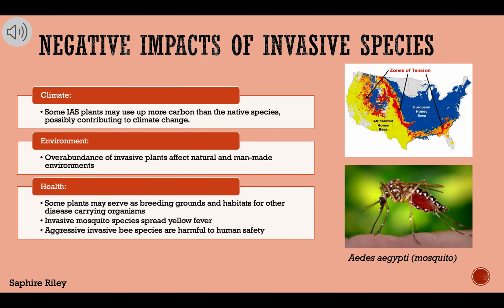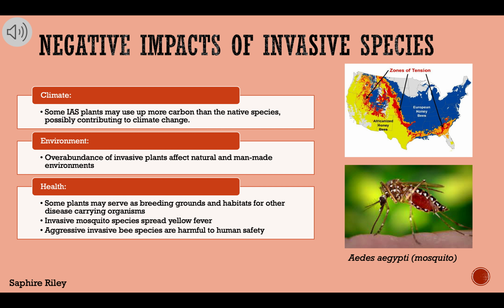Invasive species are known to also have a negative impact in many areas. Some invasive plants may have been found to actually use up more carbon than the native species they've displaced, possibly contributing to global warming. An overabundance of invasive plants may overtake urban areas, causing damage to buildings and crowding rivers, leading to higher flood levels, soil erosion, more turbid water, and the displacement of native species. Also, some invasive plants may be the perfect breeding grounds and habitats for other disease-carrying organisms, such as the invasive mosquito species shown on the right that have been known to spread yellow fever throughout America and Asia.